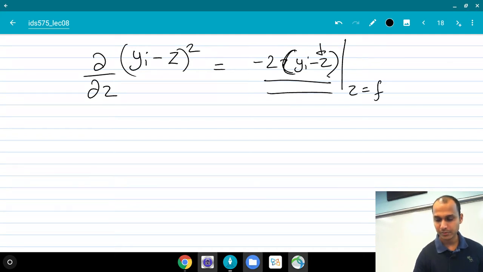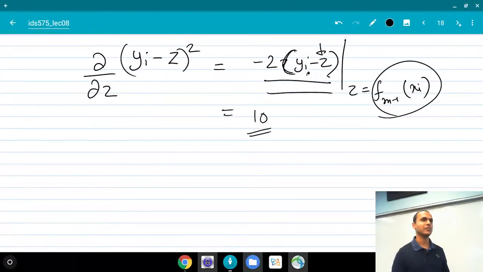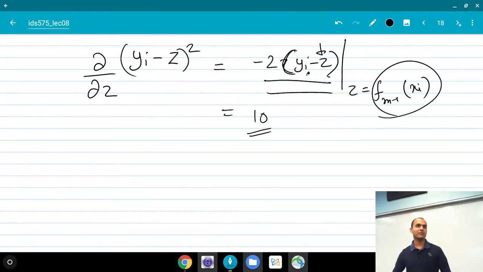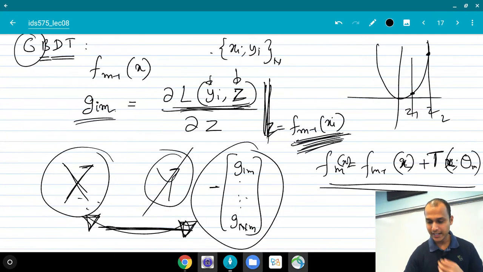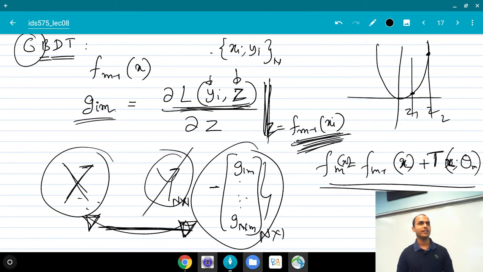So I'm saying z should be equal to the previous f_{m-1}(x_i). This is some number, so this whole thing evaluates to, let's say, 10. That's my g_{im} for the ith observation. Similarly, there will be another g_{jm} for the jth observation, and so on, from the first observation all the way to n observations. I just concatenate them together. That's a vector of n cross 1. Instead of y, which was n cross 1, I'm going to use that as the targets. That's the only difference.